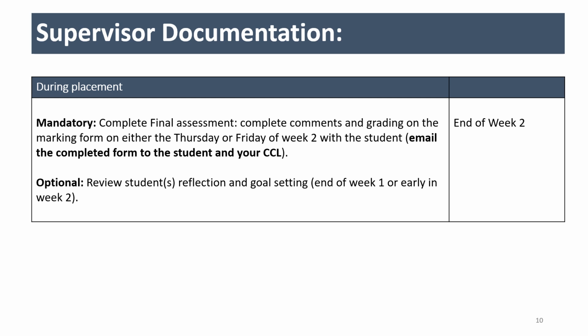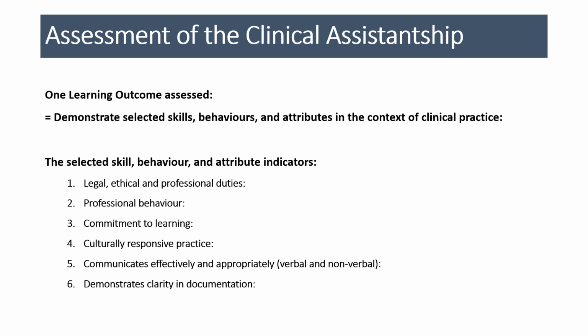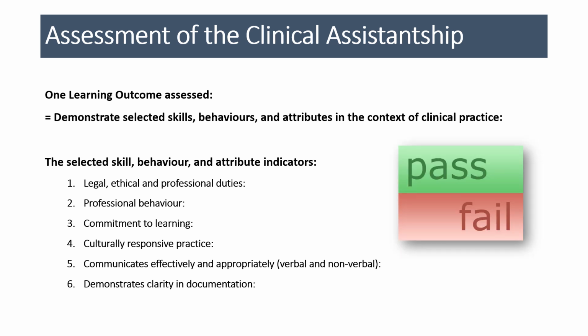And as a reminder, once you have completed the final assessment form or the final marking form, please email the completed form to your clinical centre leader and to the student. As a final reminder, the assessment is one learning outcome with 6 skill, behaviour and attribute indicators. Each of these 6 indicators must be passed in order for the student to pass the learning outcome.